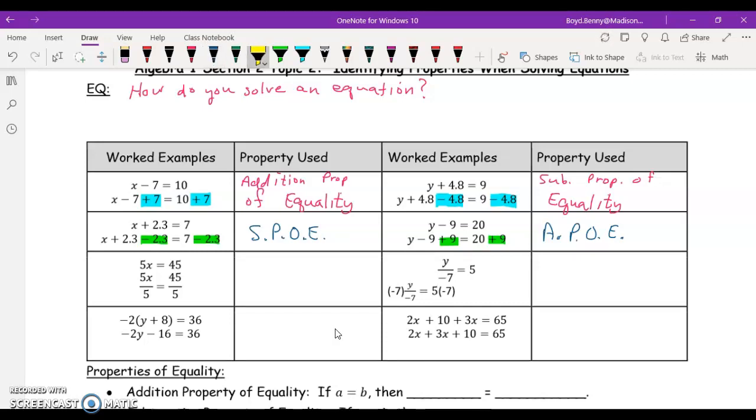All right, moving on to our next example, I see that they divided by 5 on both sides to solve this equation. Therefore, this would be the division property of equality. Otherwise abbreviated DPOE.